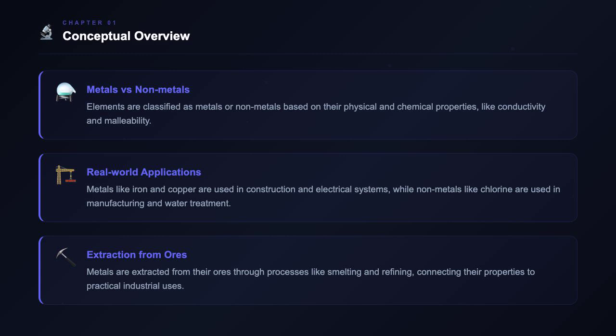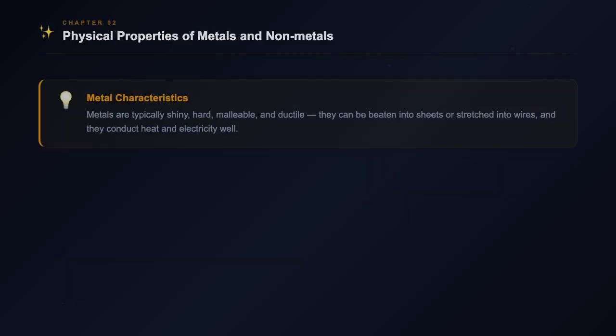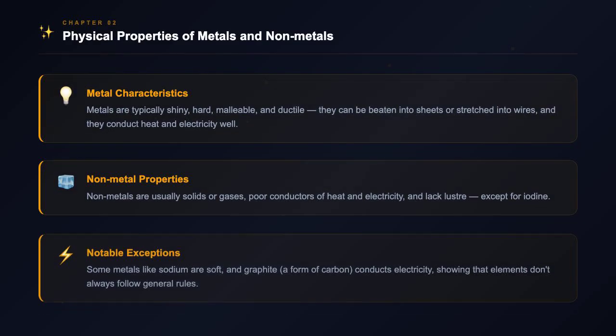The chapter also covers how to extract these elements from their ores, including smelting and refining. It shows how properties connect to real-world applications, like iron in construction and copper in electrical systems. Nonmetals like sulfur and chlorine are used in manufacturing and water treatment. Understanding an element's nature and its uses helps you recognize why certain materials are used in everyday objects and industrial processes.